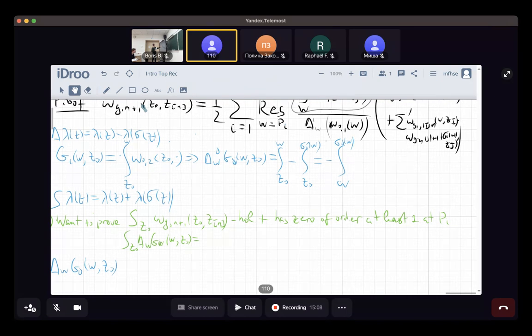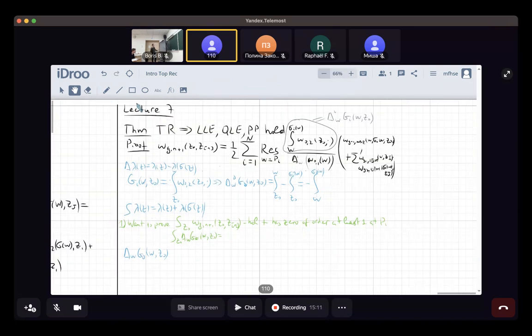Too many formulas. The idea now is as follows: the linear equation more or less will follow. We just write down this formula for this expression, and we will see that it's holomorphic, and it's okay. Just a direct computation, an easy direct computation of this, and we are done. We will prove the linear equation.